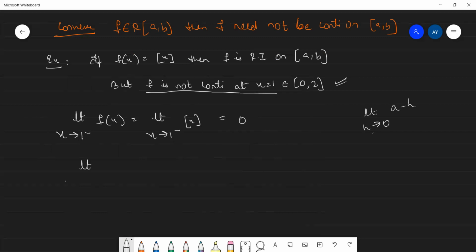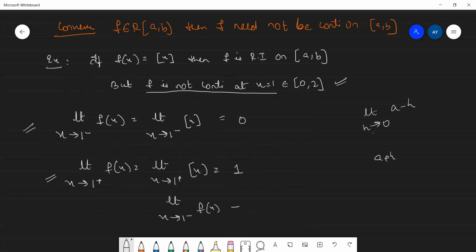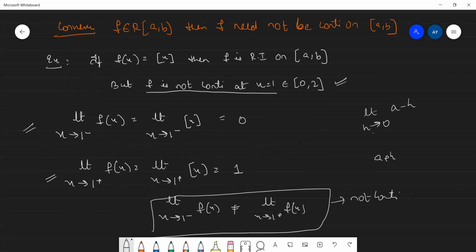Now limit x tends to 1 plus of f of x equals limit x tends to 1 plus of the closed interval x. This will be a plus h, that is 1 plus 0, which equals 1. So this limit and this limit are not equal. Limit x tends to 1 minus of f of x is not equal to limit x tends to 1 plus of f of x. That means if the right hand and left hand limits are not equal, f is not continuous. I hope I'm clear with this.